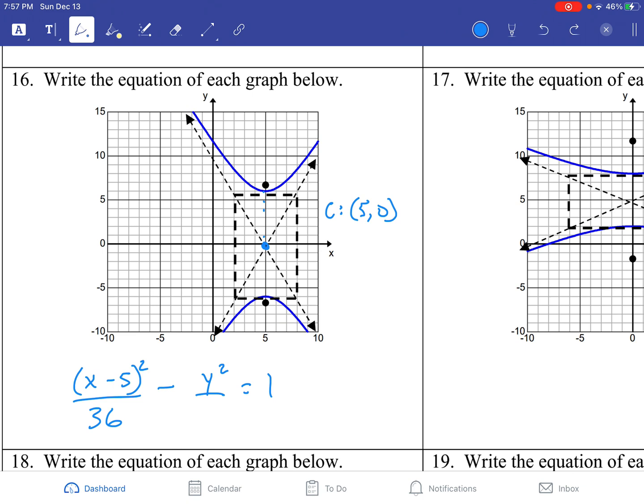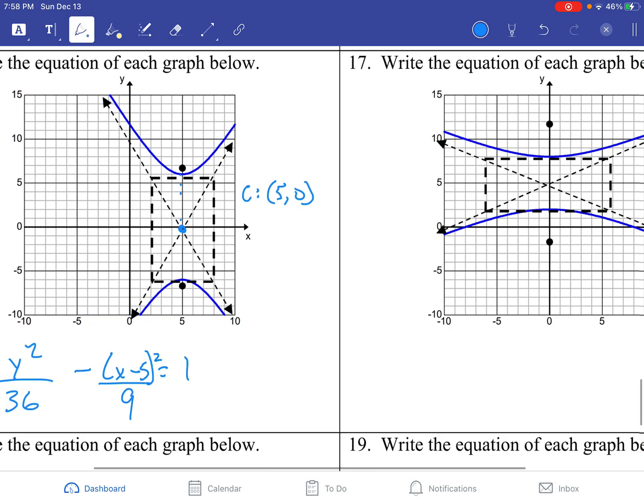Oh, wait, hold on a second. I made a mistake again. People, catch me on these. Since it's going up and down along the y-axis, the y is going to be first. My mistake. I apologize. Sorry if you already wrote it down. I'm going to erase. Let's try this again. This is going to be 9, though. So this is going to be y squared and (x - 5) squared. That's ugly. There we go. Sorry about that. My apologies.